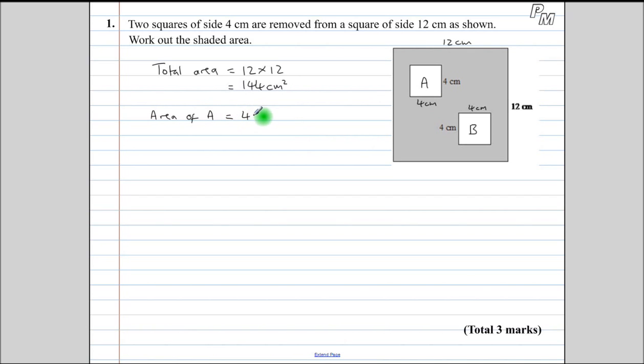And then I can do area of A, which is going to be 4 times 4, which is 16 centimeters squared. The area of B, which is the same. So the shaded area is going to be my total area, which is 144, minus the 16 for area A, minus the 16 for area B. So in total I'm taking 32 away, and that is going to give me 112 centimeters squared.